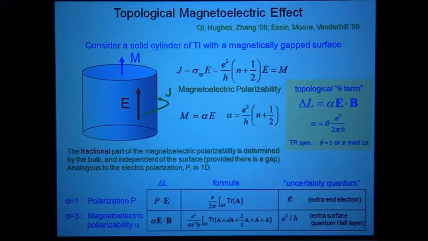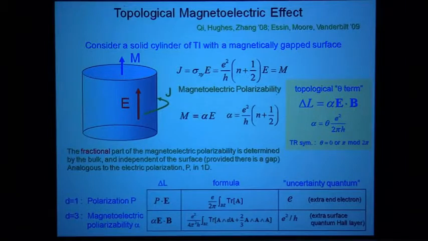Now time reversal symmetry, if you had it, would take theta to minus theta. But since theta is ambiguous modulo 2 pi, having a theta term equal to pi is consistent with time reversal symmetry. And so this is the idea that in a topological insulator you have theta equals pi.